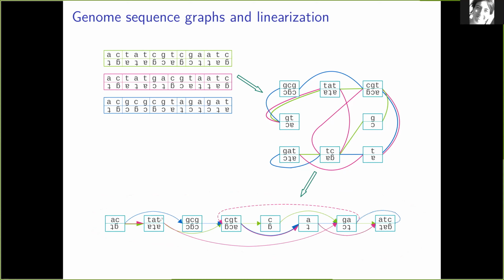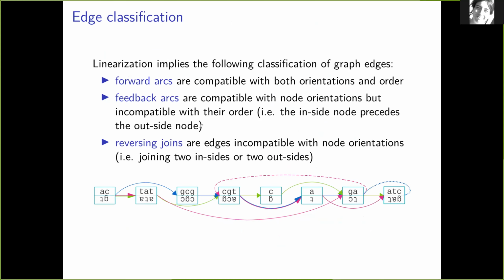On this picture, the left-hand side is inside and the right-hand side is outside. When the graph is linearized, all its edges are classified into three categories: forward arcs, feedback arcs, and reversing joins. Forward arcs are edges that are compatible with both orientation and order. That is, those are the solid edges on this picture.